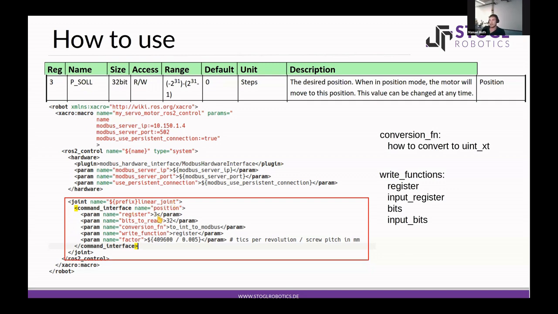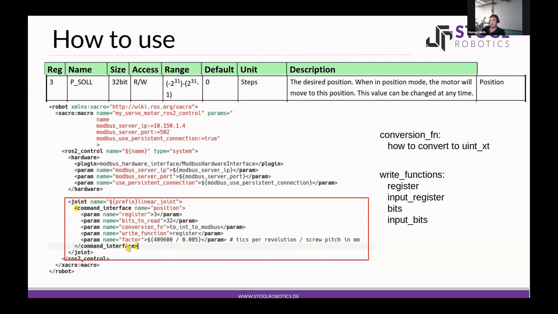Then we create a command interface. In this case, we call it position because we want to command the position of the servo. Then we have to give it how many bits should be written. We have to say how to convert between the unsigned ints and the double values. For this, we have provided the most common cases to convert between this. Then we have to say if it's register, input register, bits or inputs. In this case, for this servo, they are all registers.